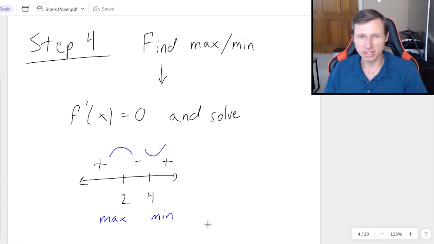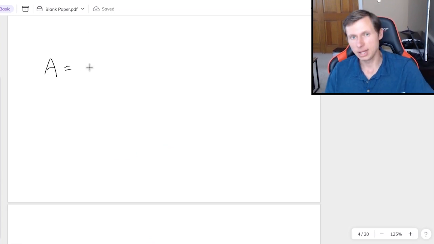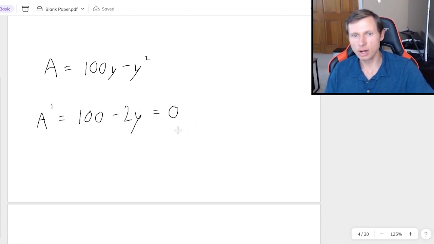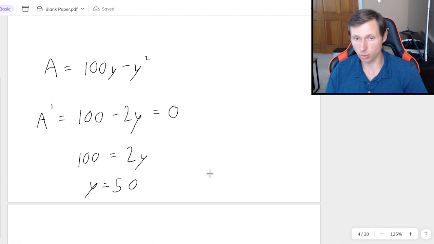So that's what we have to do with our function A equals 100y minus y squared. So the derivative is going to be easy, 100 minus 2y. We set that equal to 0, and then we solve for y. Add 2y to both sides, divide by 2. Great, y equals 50. That's our critical point.